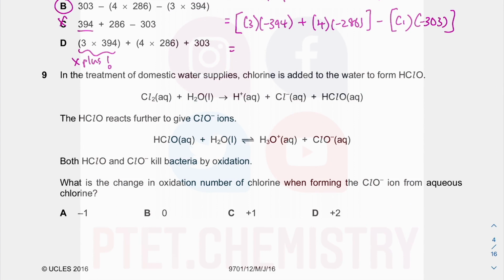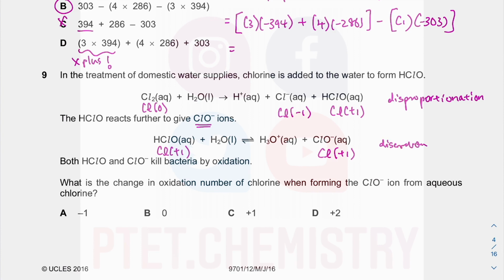Question 9. This is a classic disproportionation chemistry of chlorine into chlorine minus 1 and chlorine plus 1. So that's chlorine 0. But the HClO is the disinfectant that does the disinfecting of the drinking water, of your swimming pool water, etc. But it reacts further to give you ClO minus, which is actually Cl plus 1 as well. This is just acid-base dissociation.